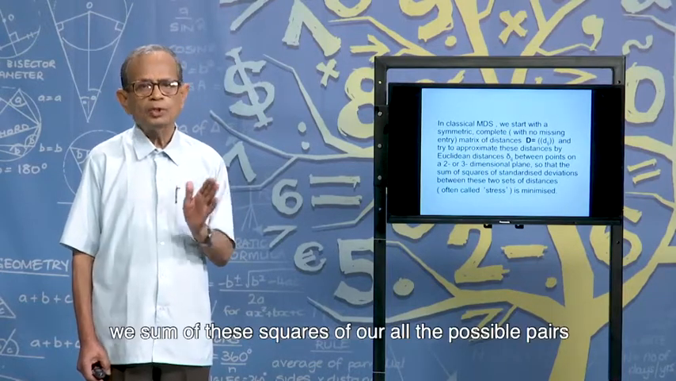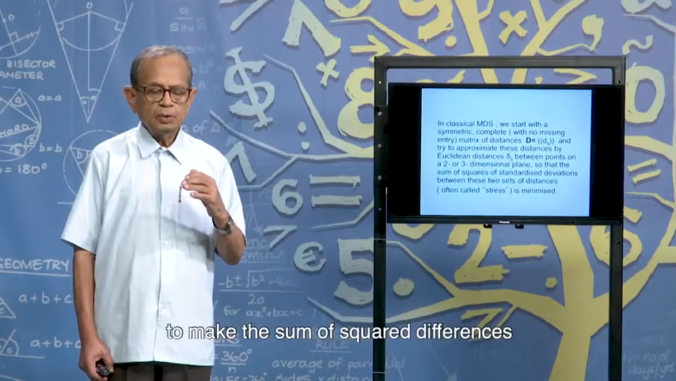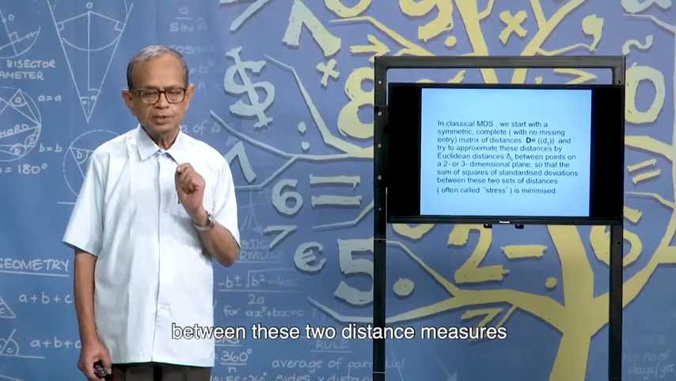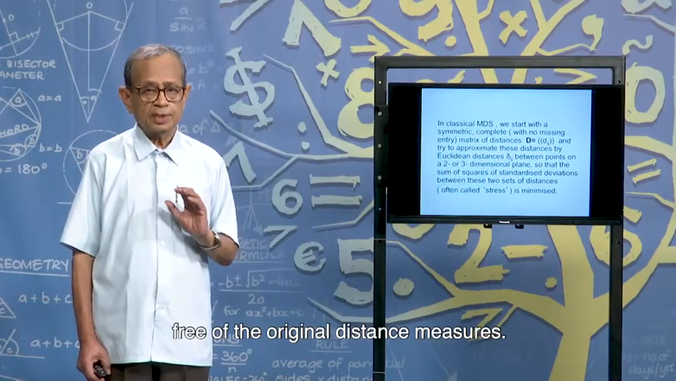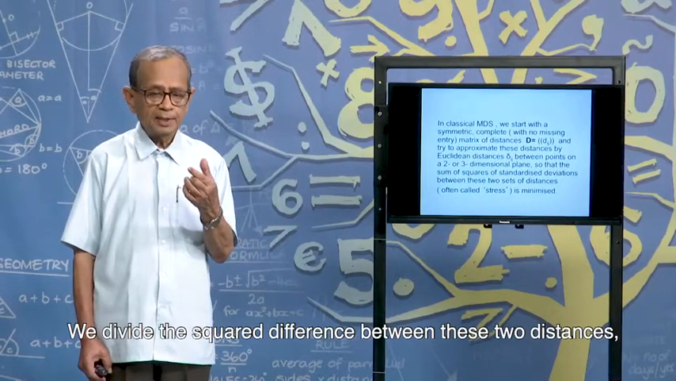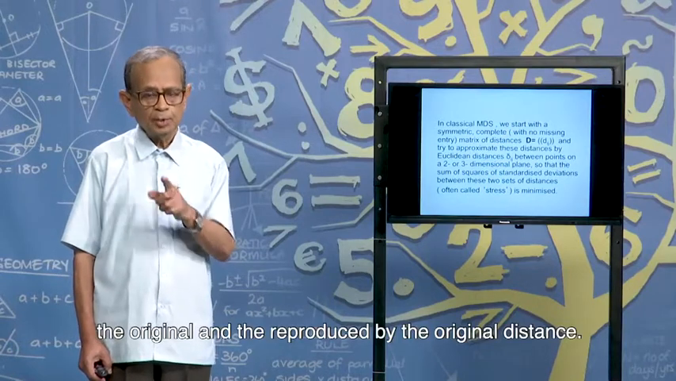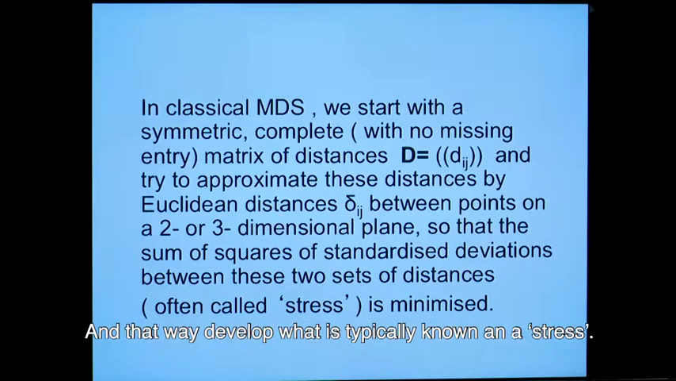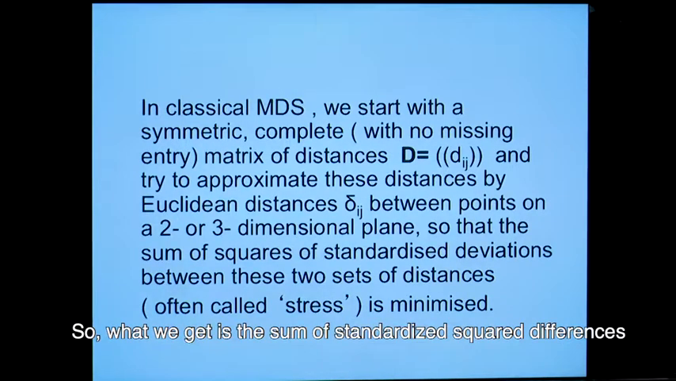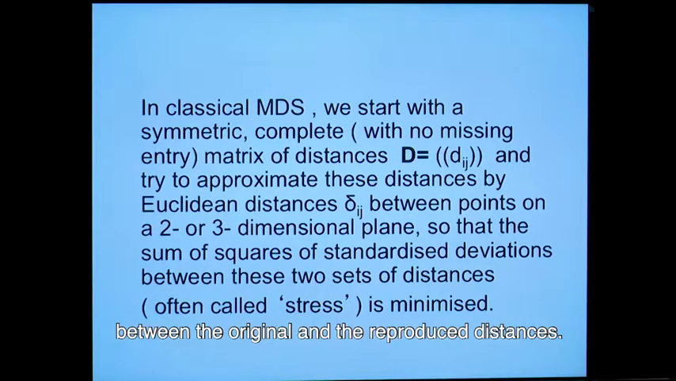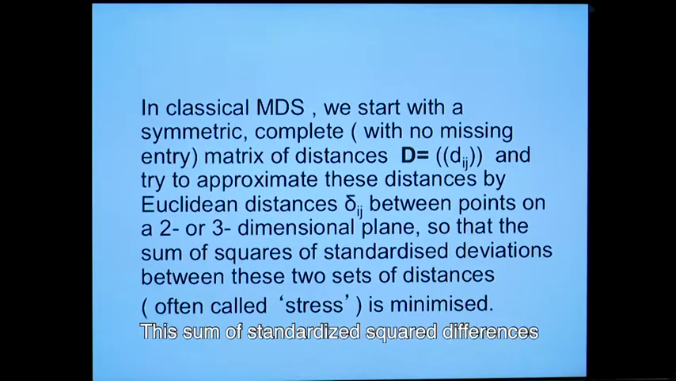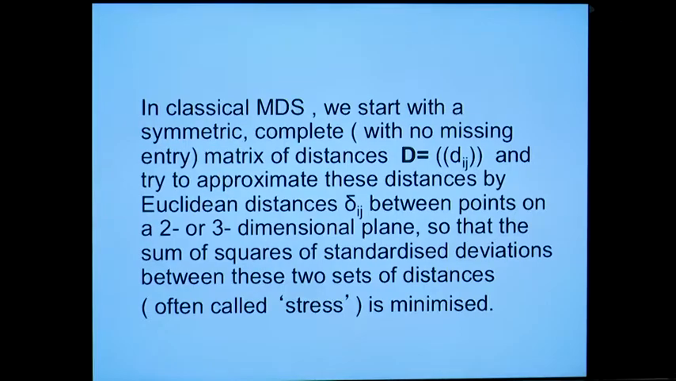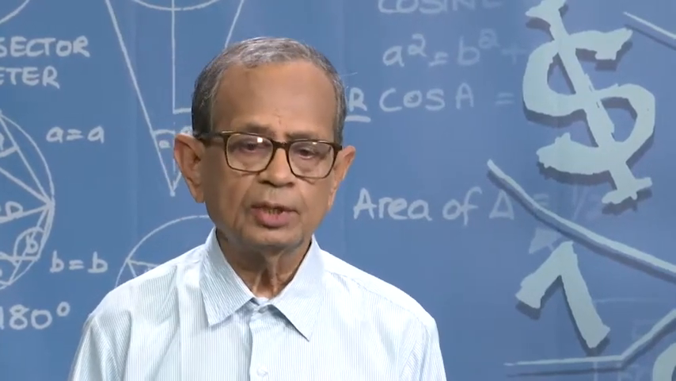We sum these squares over all the possible pairs, and then to make the sum of squared differences between these two distance measures free of the scale of the original distances, we divide the squared difference between the original and the reproduced distance by the original distance, and that way develop what is typically known as stress. So what we get is the sum of standardized squared differences between the original and the reproduced distances.